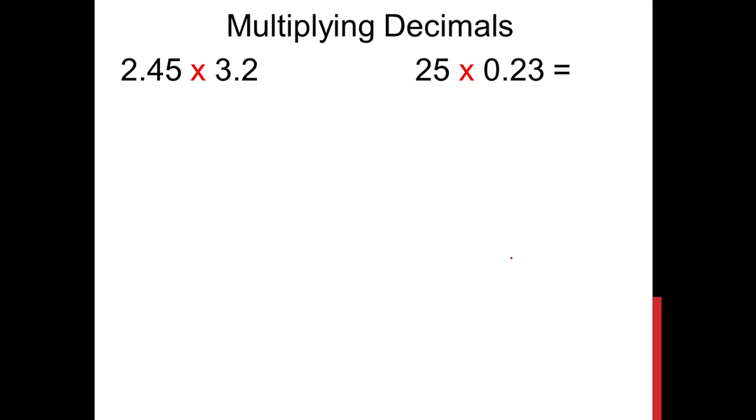Next, let's proceed to multiplying decimals. Now, how do we multiply decimals? Unlike adding and subtracting decimals, when multiplying decimals there's no need for us to align the decimal point. So let's just rewrite this one. You have 2.45 times 3.2. Again, there's no need for us to align the decimal point. So let's proceed to multiplication.